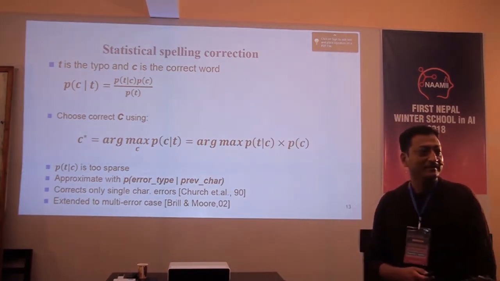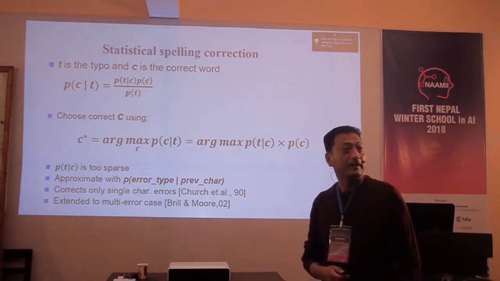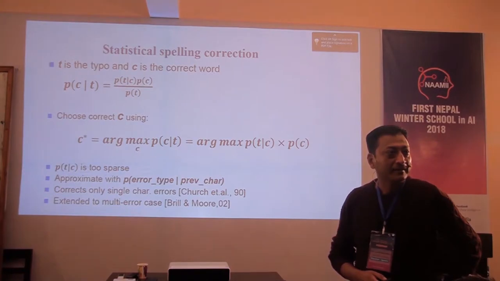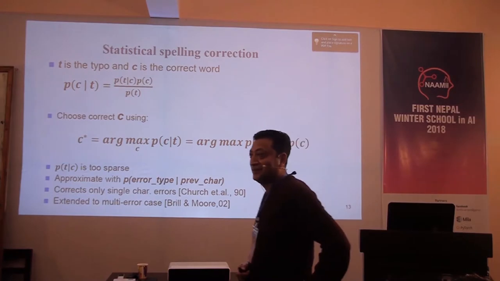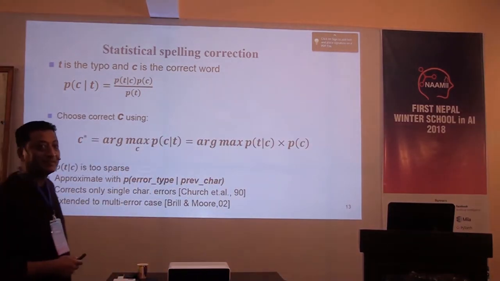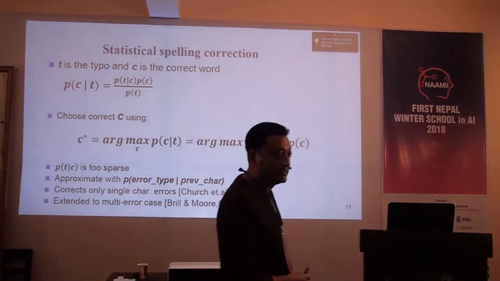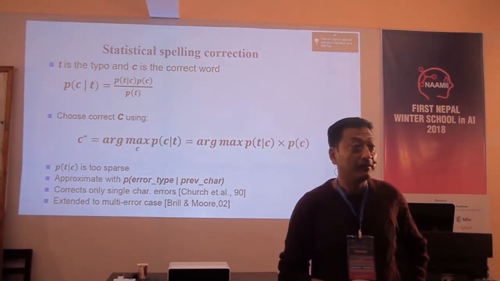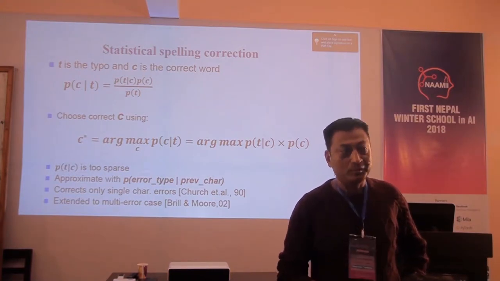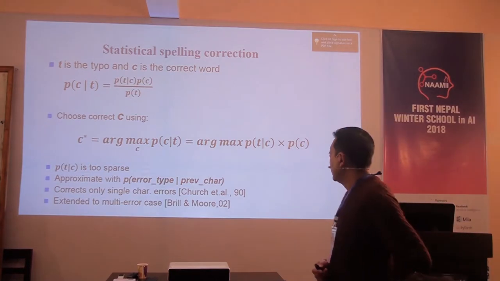Any questions? Okay? Yeah? Can you speak louder? That's very, very good, okay? So that is a semantic error, yeah? A typical way we want to handle that is using a language model, right? You could use a language model to suggest what could be a possible word, okay? But I think that's a hard problem.